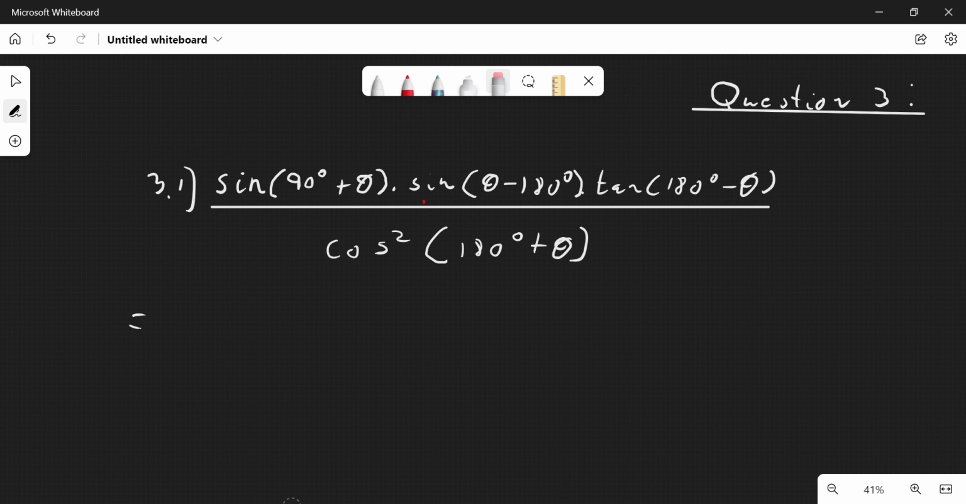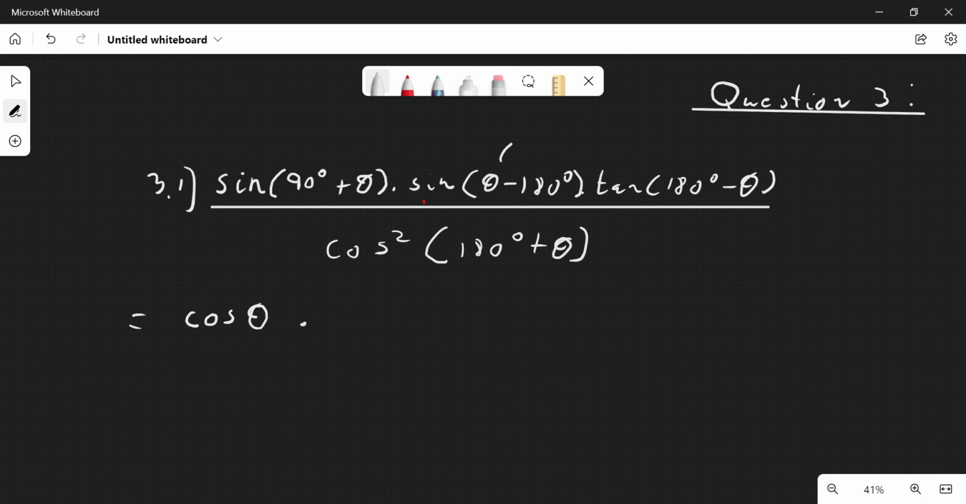Here, this cos is very interesting. It's got a squared, it's got a cos squared. So that should be very interesting in terms of how I change this. Will the cos squared change anything? Let's see what happens. So we've got sine 90 plus theta. Immediately I'm going to reduce that. It's a complementary reduction, so we've got cos of theta.